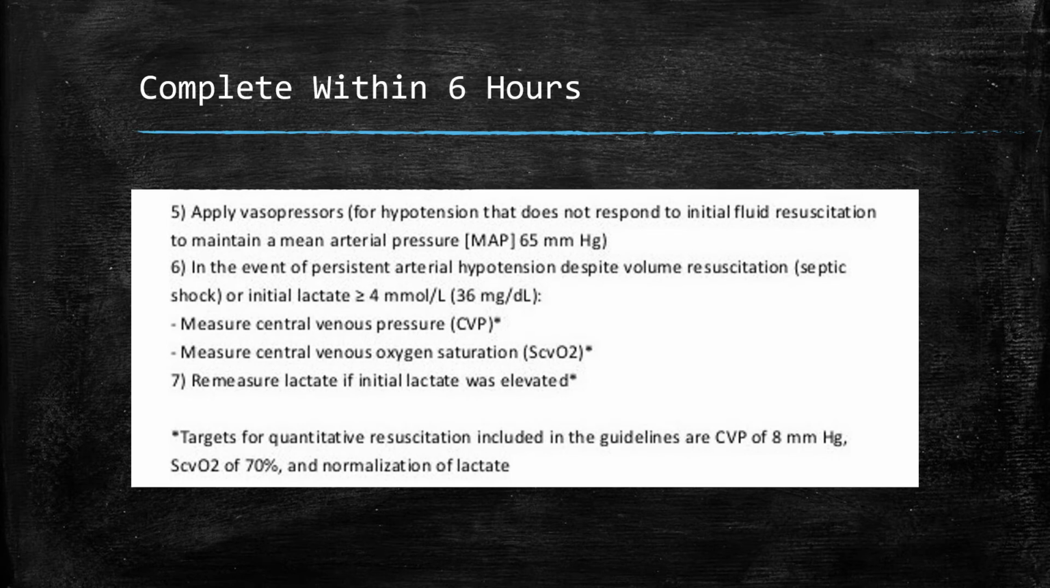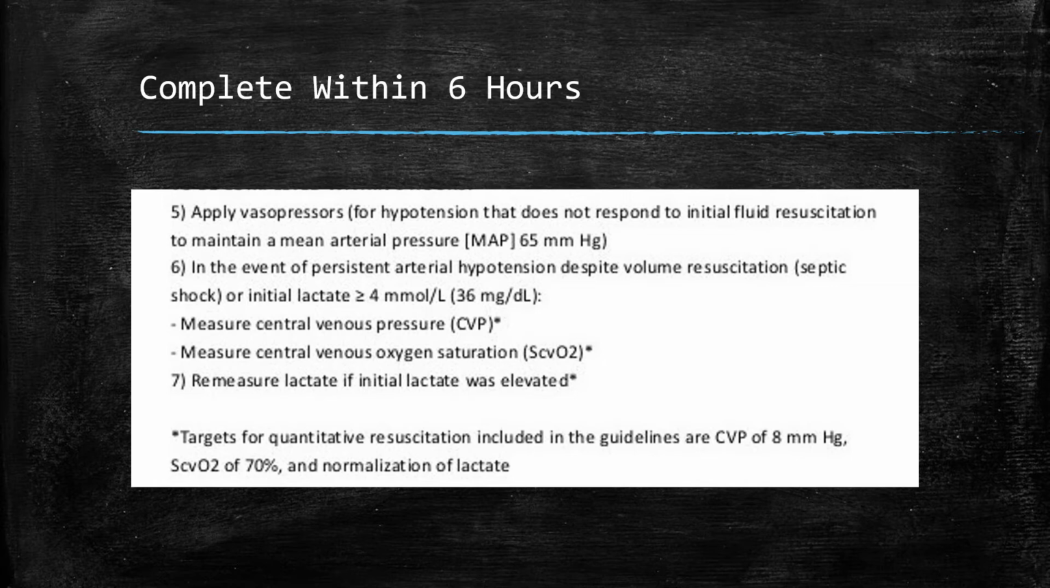The tasks listed on this slide should be completed within 6 hours of presentation. If the patient remains hypotensive in spite of vigorous fluid resuscitation, then vasopressors should be started. The goal is to maintain a mean arterial pressure of at least 65 millimeters of mercury. Norepinephrine is the typical drug used here. If the patient is persistently hypotensive, it's also recommended that a central venous pressure be measured and a central venous oxygen saturation level be obtained as well.